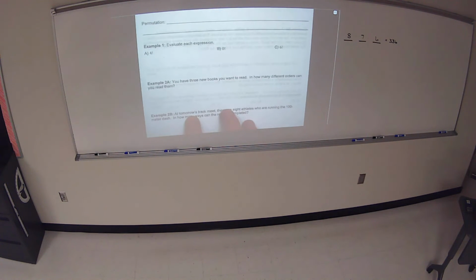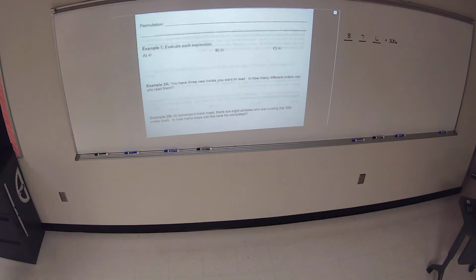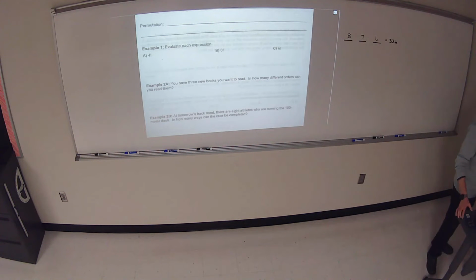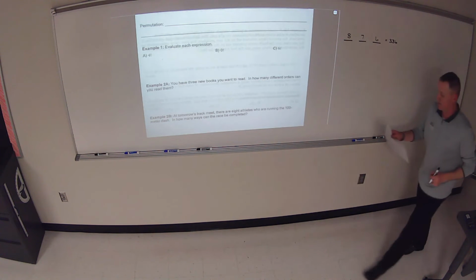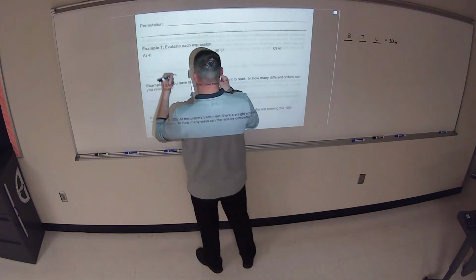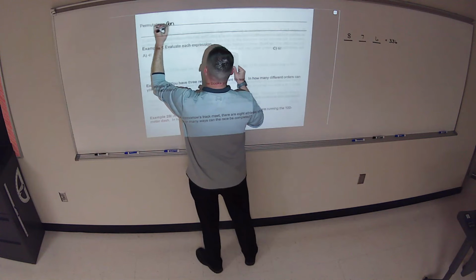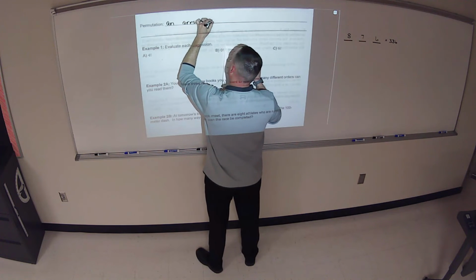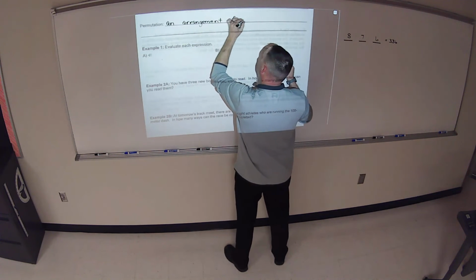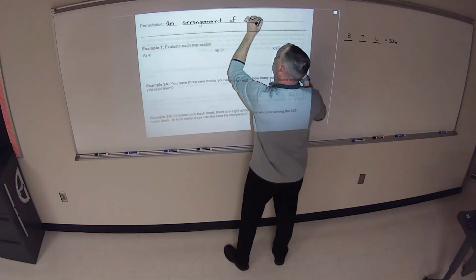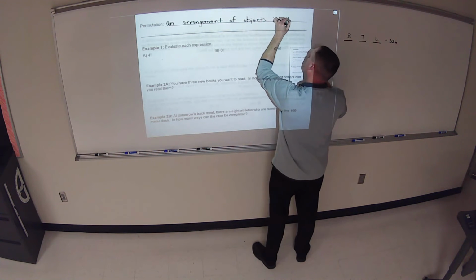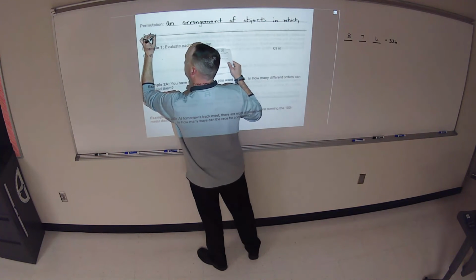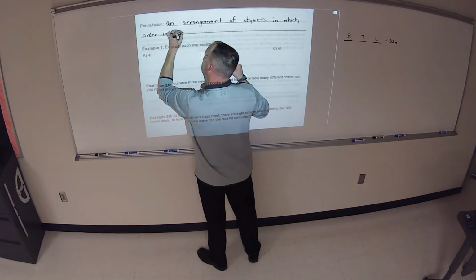So, let's take a look at permutation and talk about how, number 1, this is a permutation problem, and number 2, other ways that you can consider this on your calculator. So let's begin with this. What is a permutation? This is an arrangement of objects in which order is important.